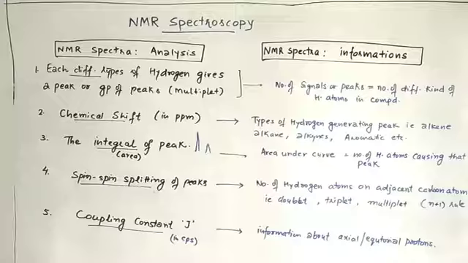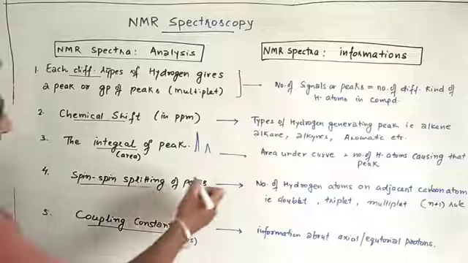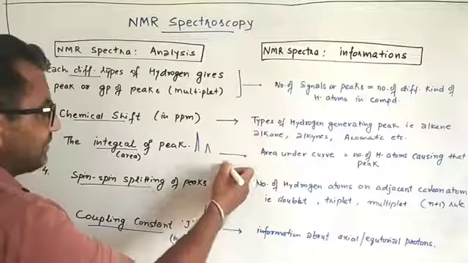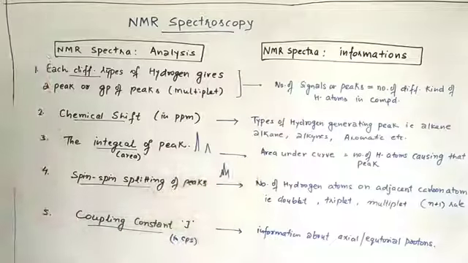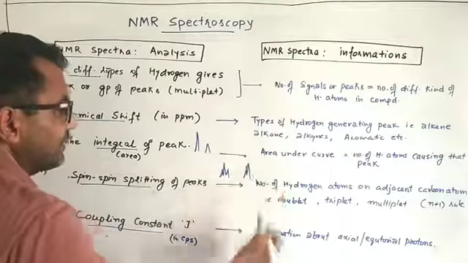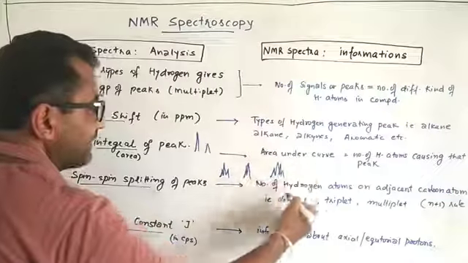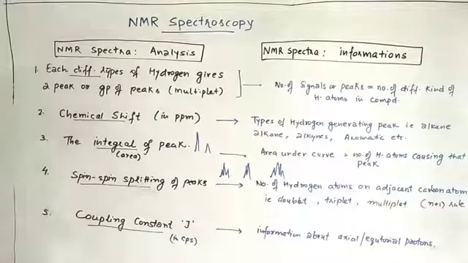Next is spin-spin splitting. It's not necessary that all the peaks are single peaks like these. They may split. Sometimes the peak may split like this. You can see it's a triplet, 3 means triplet. Sometimes the peak may split into a doublet. Sometimes the peak may split into a quartet. We will see how the peak splits and what the rule is.